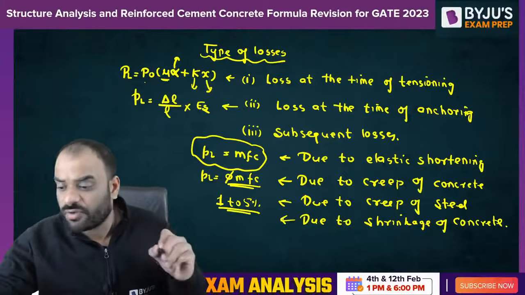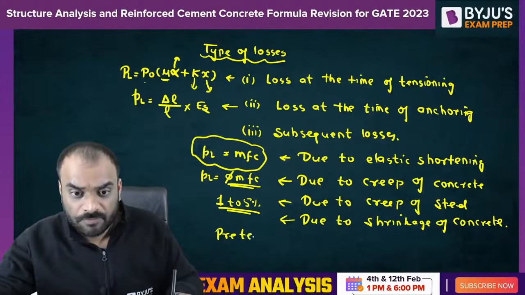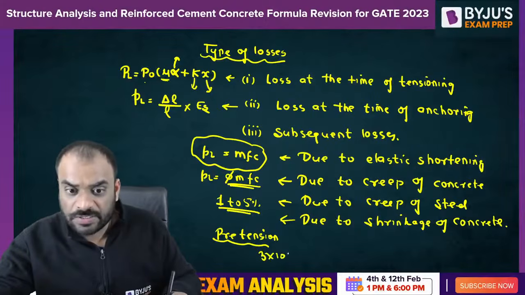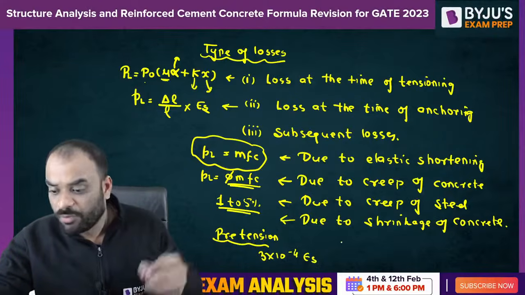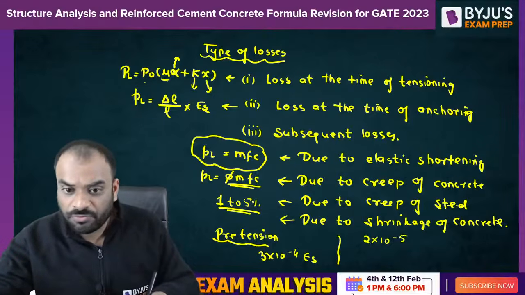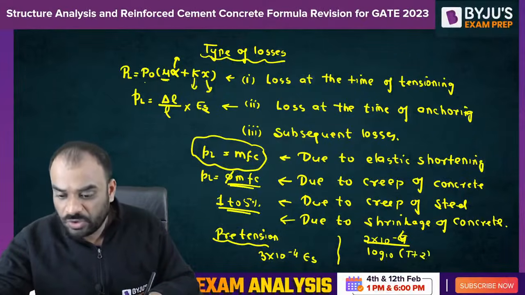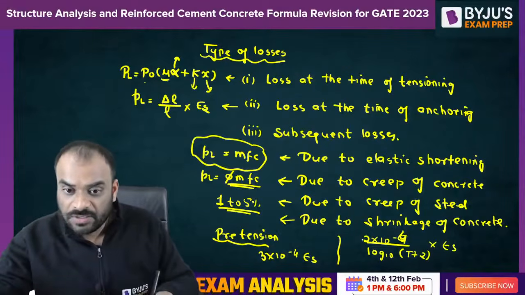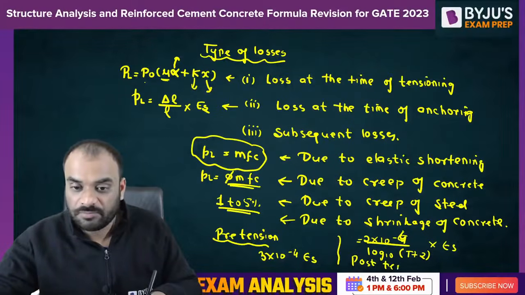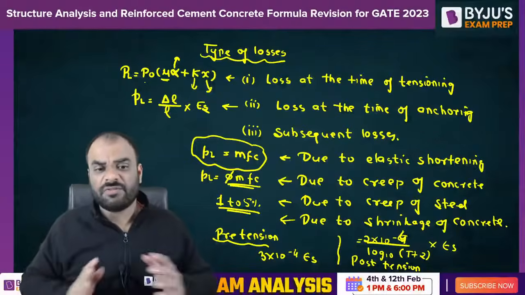And due to shrinkage of concrete, there are two formulas, guys. For pre-tension condition, the formula is 3 into 10 raised to power minus 4 into ES. For post-tension member, the formula will be 2 into 10 raised to power minus 4 divided by log to the base 10 of (T plus 2) multiplied by ES. So this is the loss in case of post-tension member due to shrinkage. Clear? So these are the formulas I wanted to discuss.